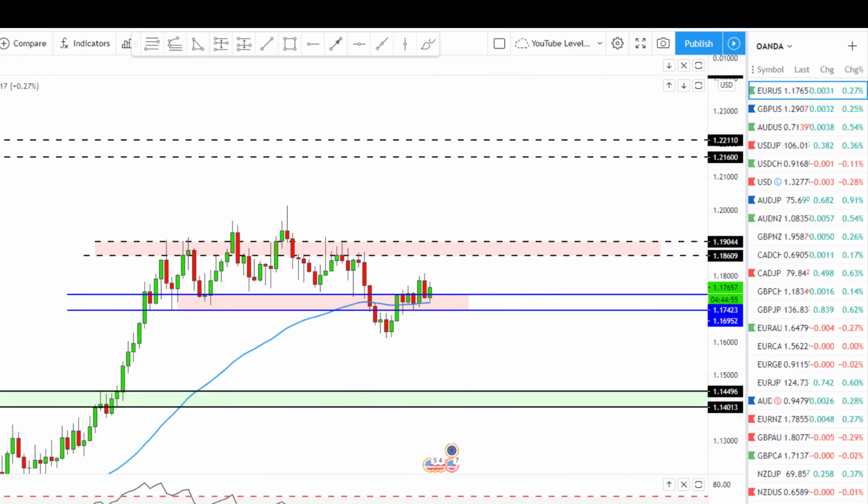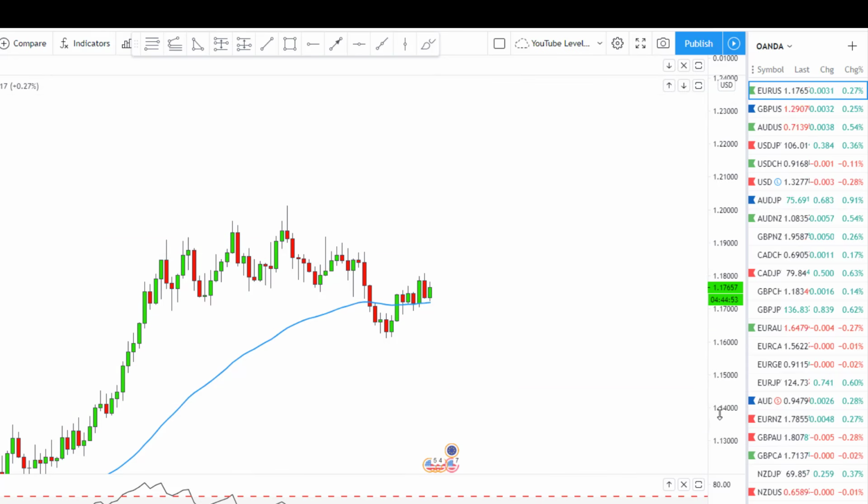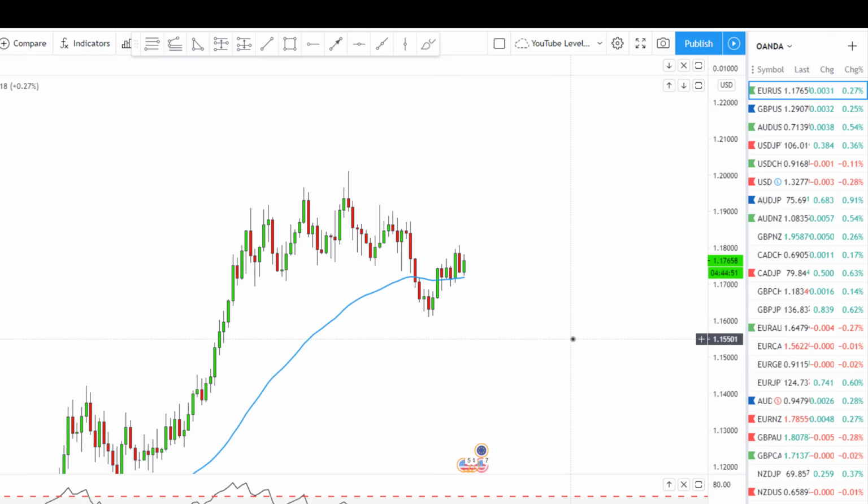Let's go ahead and delete everything off the chart. And here we go, fresh, clean chart. What are we looking at on the euro dollar? Well, let's talk about trend. Trend-wise, we're still in a possible reversal.